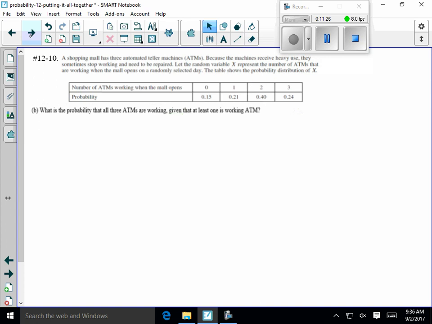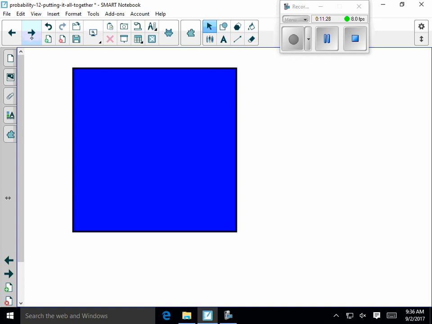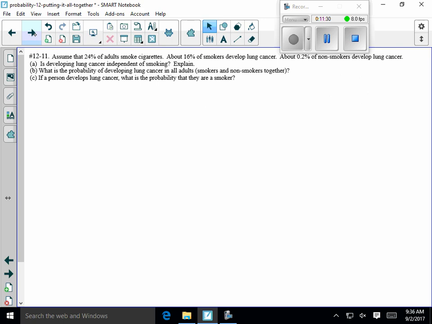It says, assume that 24% of adults smoke cigarettes and 16% of smokers develop lung cancer. About 2.2% of non-smokers develop lung cancer. A, is developing lung cancer independent of smoking? Explain. B, what is the probability of developing lung cancer in all adults, smokers and non-smokers together? C, if a person develops lung cancer, what's the probability that they're a smoker? Okay, so pause this and then give it a try.